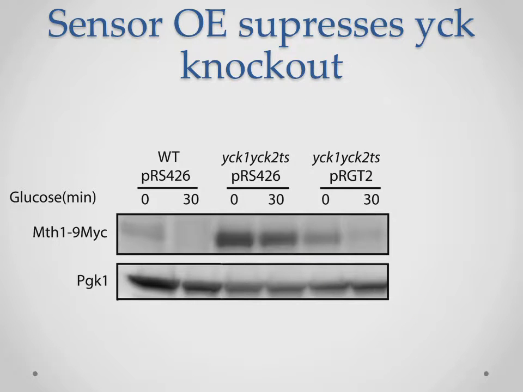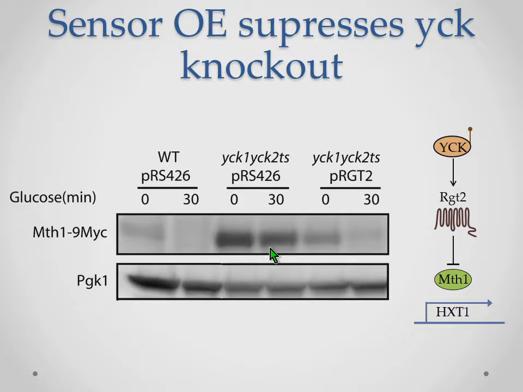And this was again confirmed by looking at MTH1 degradation. In the wild type, we can just faintly see that there's degradation of MTH1. There's such an abundant level of MTH1 in the sensor knockout that's undegraded upon glucose addition. Whereas when we overexpress RGT2, you can clearly see that we get a suppression of that signaling defect. This seemed to be sufficient proof that YCK was definitely having an unexpected role in this pathway.